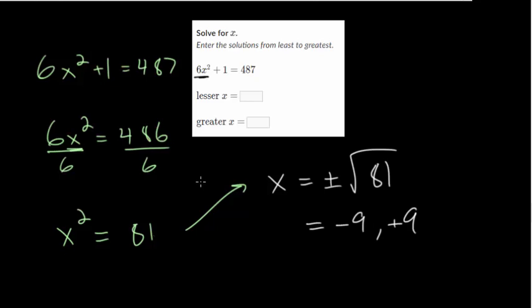And again, you can check your work. Plug it in here. So 9 squared is 81. Times 6 gives you 486. And then adding 1 gives you 487. So when you plug it in and check it, it does work. And likewise, minus 9 would work as well, since negative 9 times negative 9 is positive 81, and you get the exact same scenario. So the lesser x value is the negative 1, and the greater is the positive 1. And from here, let's move on to some more advanced problems.